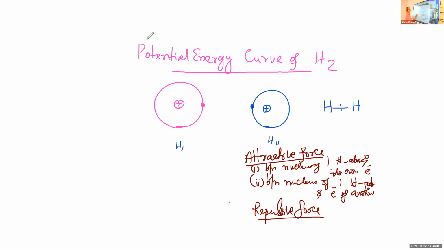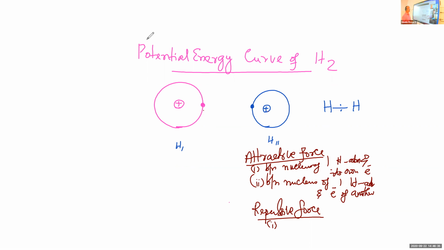For example, the nucleus of hydrogen 1 and the electron of hydrogen 2. Then the nucleus of hydrogen 2 and the electron of hydrogen 1. These are the two types of attractive forces when the hydrogen atoms are coming closer to form the H2 molecule, hydrogen molecule. Now you think of the repulsive force. Here also we can see two repulsive forces.